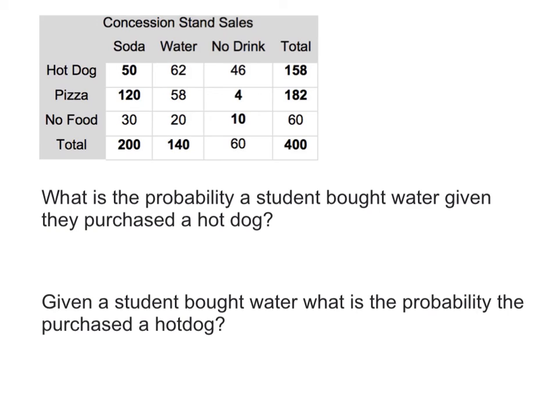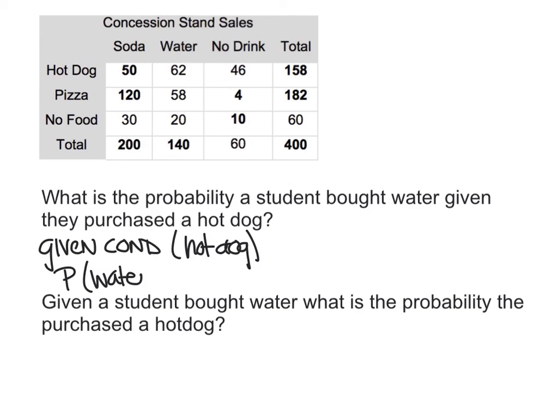So the first question says, what is the probability a student bought water given they purchased a hot dog? So notice it's a conditional probability when we have this given. So my given condition, what had to happen? Well, I had to have bought a hot dog. And now the probability is that I purchased water. Okay, so given I bought a hot dog, what's the probability I purchased water?